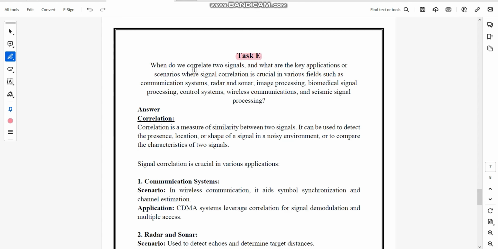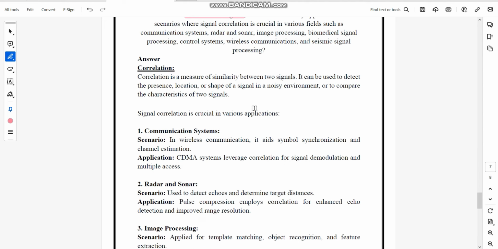Task E of the lab is when do we correlate two signals and what are the key applications or scenarios where signal correlation is crucial in various fields such as communication systems, radar and sonar, image processing, biomedical signal processing and control systems, wireless communications and seismic signal processing.